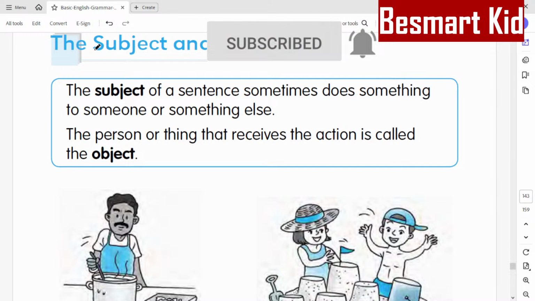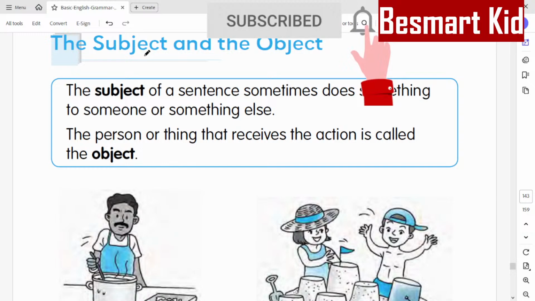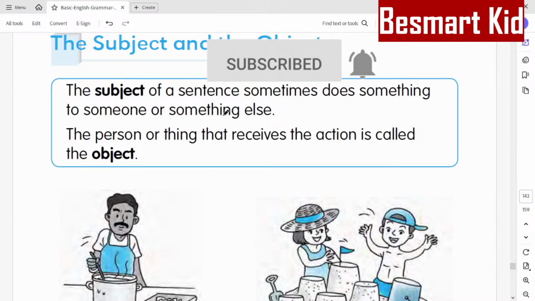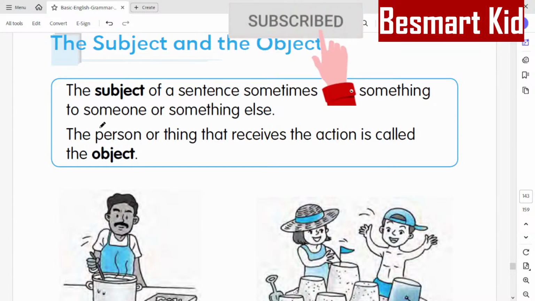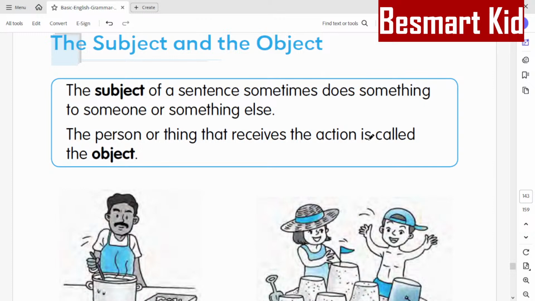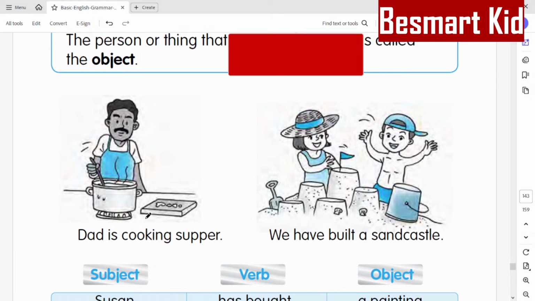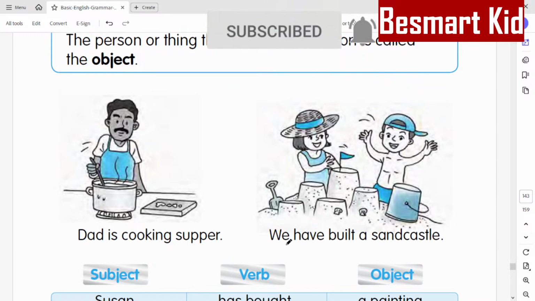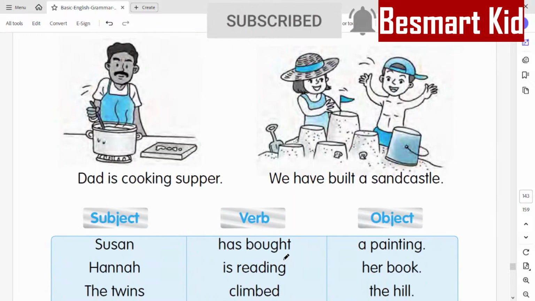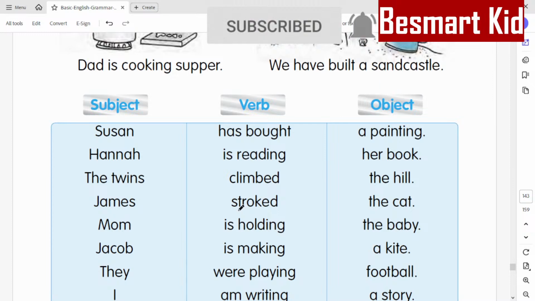Now we have the subject and the object. The subject of a sentence sometimes does something to someone or something else. The person or thing that receives the action is called the object. Examples: Dad is cooking supper. We have built a sand castle. And here we also have a table which has subject, verb, and object.